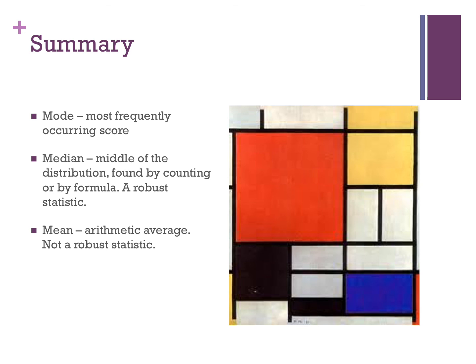So in sum, we learned the mode is the most frequently occurring score. The median is the middle of the distribution, found either by counting or by formula, and it is a robust statistic. The mean is the arithmetic average, and it is not a robust statistic.